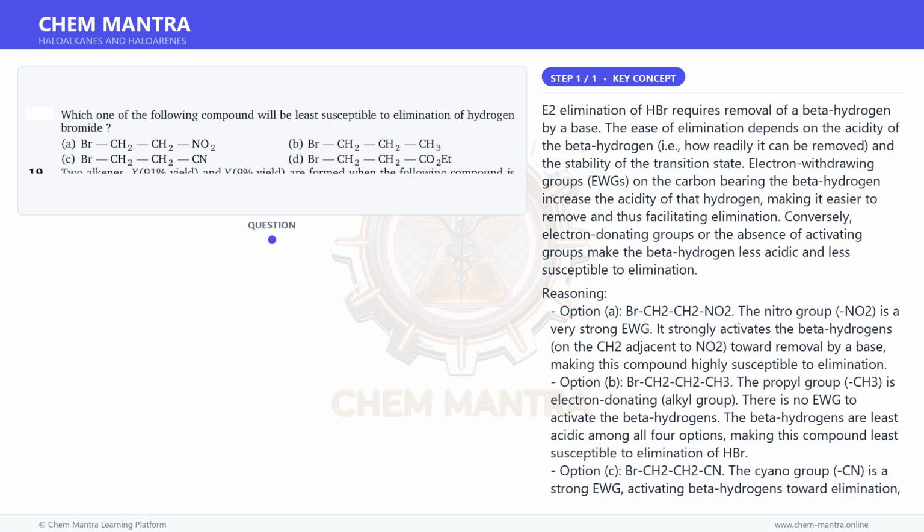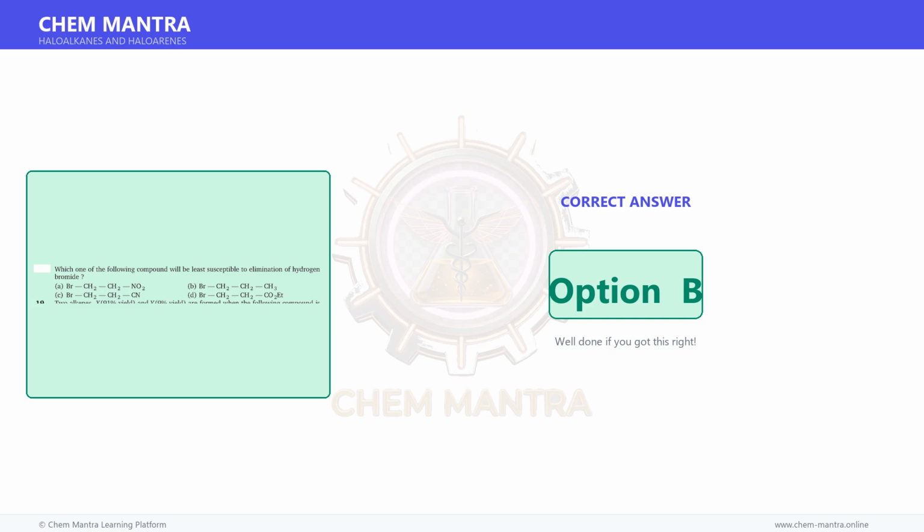Among all options, only B has an electron-donating alkyl substituent, which does not activate the beta hydrogens. All other options have EWGs that facilitate base-mediated elimination. Therefore, B, Br CH2 CH2 CH3, is least susceptible to elimination of hydrogen bromide. Therefore, the correct answer is option B.